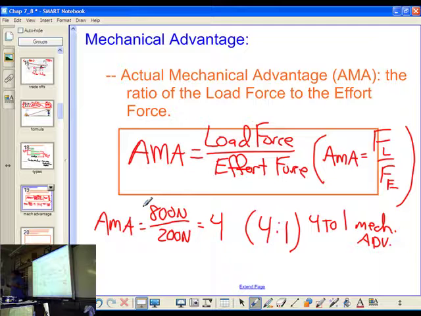Remember that from mathematics? You have these ratios. And we would say that it's a 4-to-1 mechanical advantage. When we're talking AMA, it means for every 1 Newton I put in, I'm going to get 4 Newtons out. So with actual mechanical advantage, we're talking about the force. Or, another way to look at it, for every 4 I get out, I have to put 1 in. Anybody need a little more time? Okay. All right.